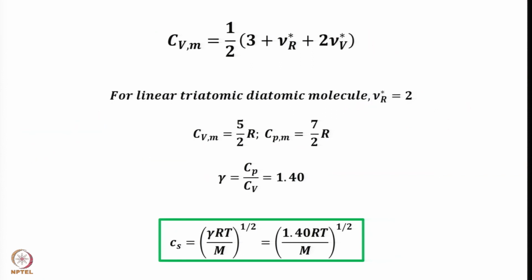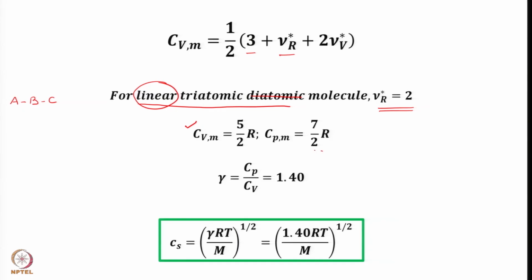Now, the second part of the question was for a linear triatomic molecule. Linear triatomic molecule, something like this A, B, C. Carbon dioxide. As long as the system is linear, the molecule is linear, nu R star is to be used too. That means CVM remains same, 5 by 2 R. How 5 by 2 R? 3 plus 2.